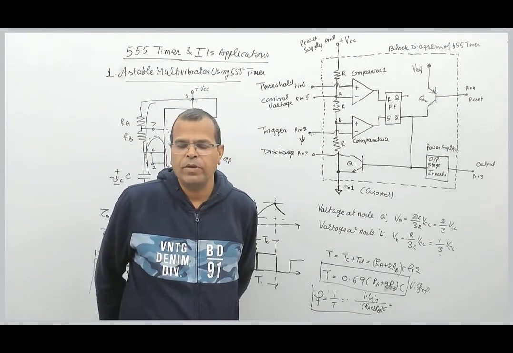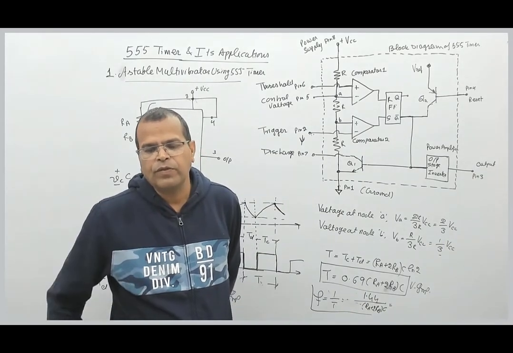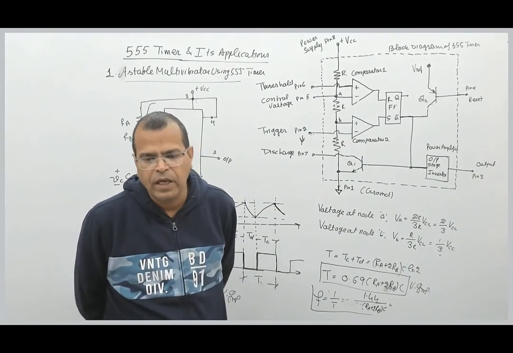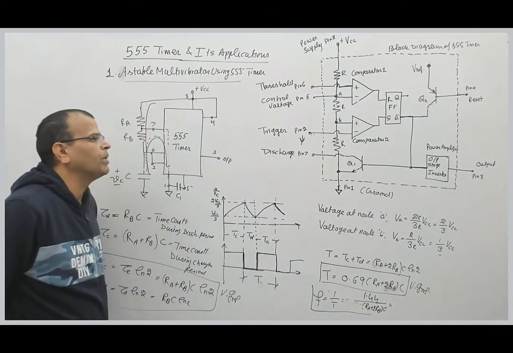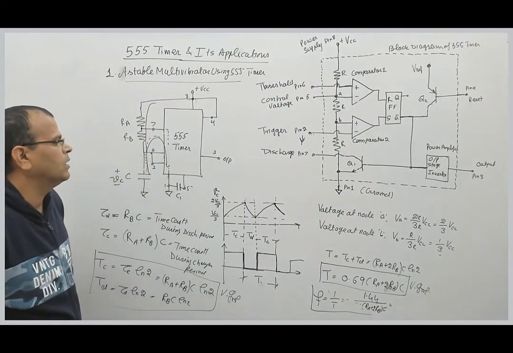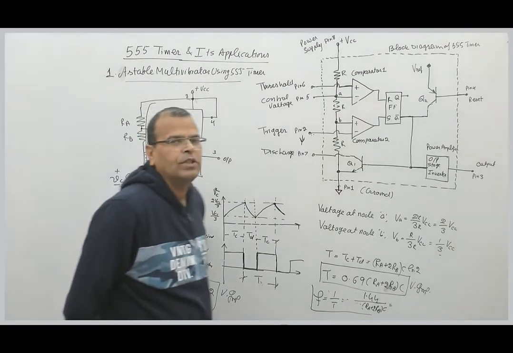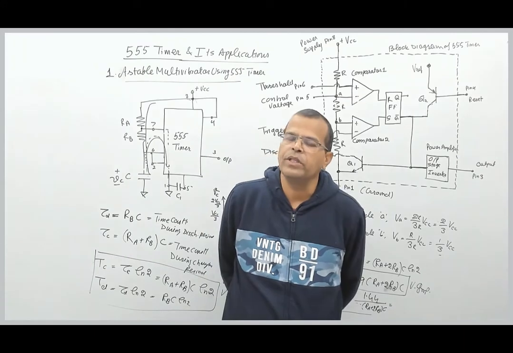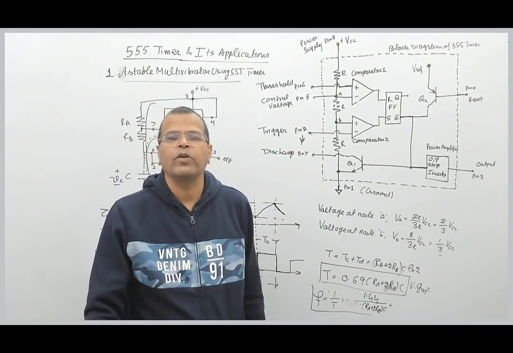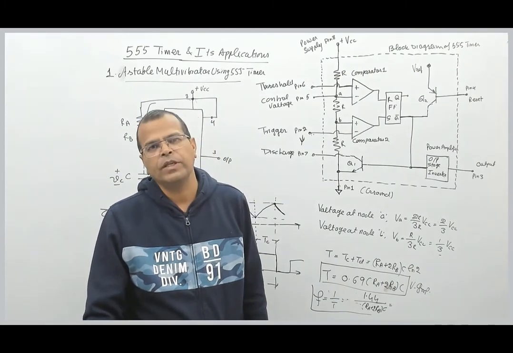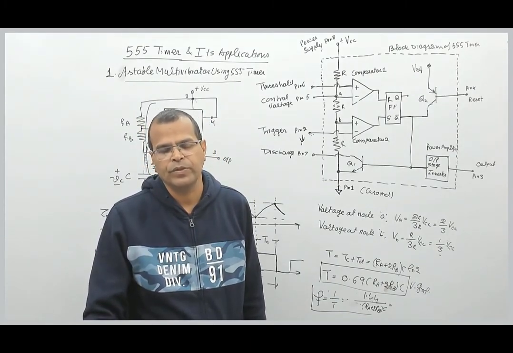Where do we use the astable multivibrator? It is used for generation of frequency shift keying and pulse width modulated waves. These are two applications of the astable multivibrator using 555 timer. So that finishes the astable multivibrator using 555 timer. In the next video I'll be talking about the monostable multivibrator using 555 timer. So wait for my next video. Thank you very much for watching.